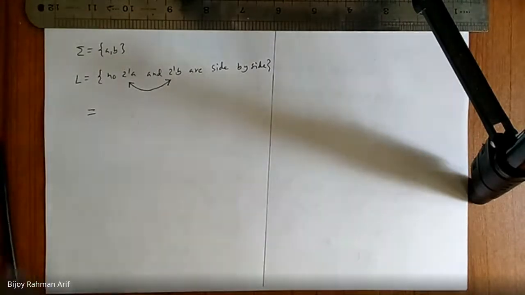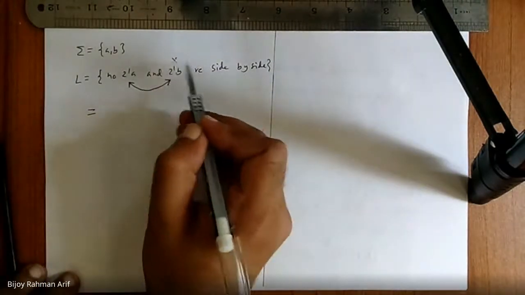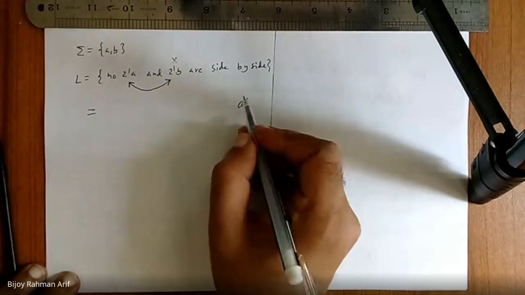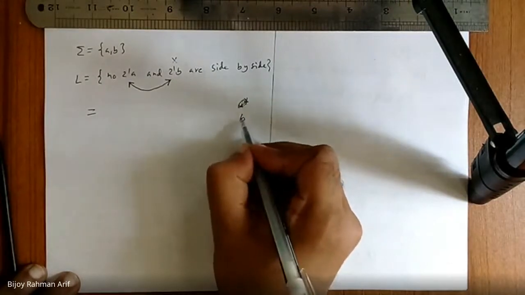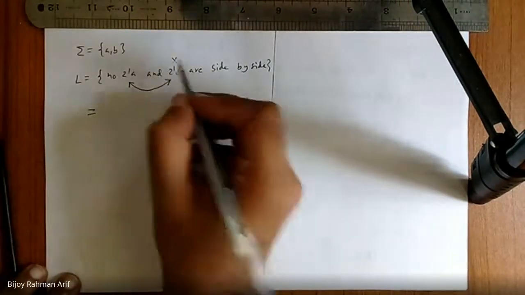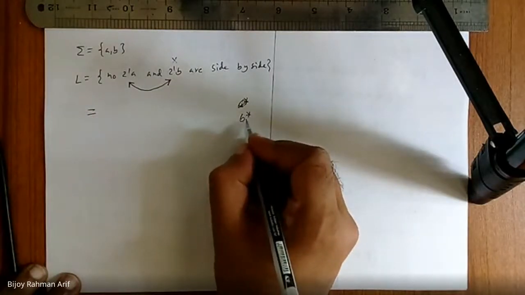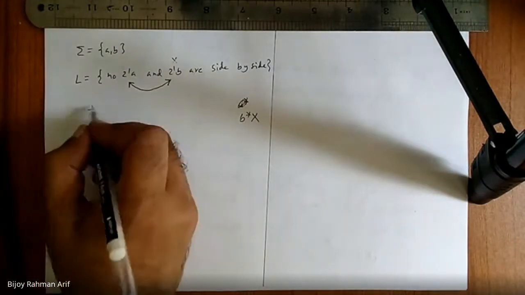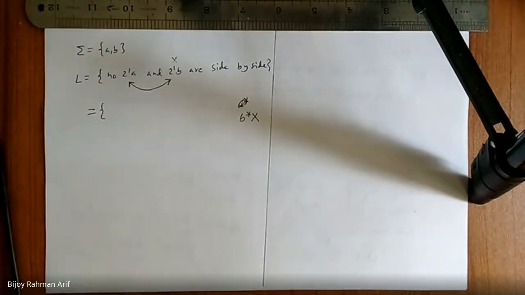For example, if you just discard this one where 2B's are side by side, then A star is inside the language, but sorry, B star is inside the language. But when you consider this one, B star cannot be inside the language. So that is the problem. So you have to consider both of these together. Now, what are the strings inside this language?